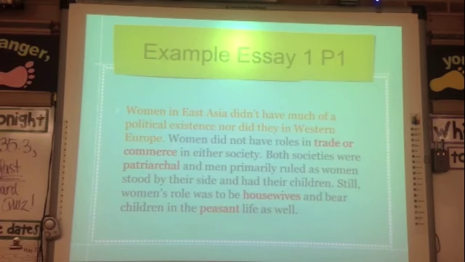These next few points that are in red are the historical facts. And so these are strategically placed facts to earn you points for however many facts you have. Also, this sentence here, it says, both societies were patriarchal and men primarily, women stood by their side and had their children. That will give you a point for a direct comparison because it includes both societies in the same sentence.